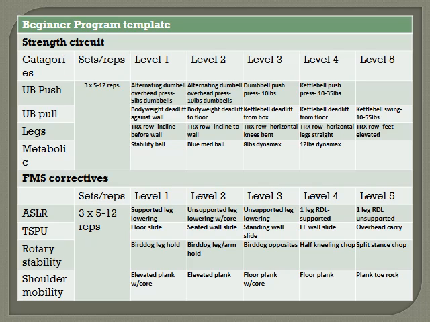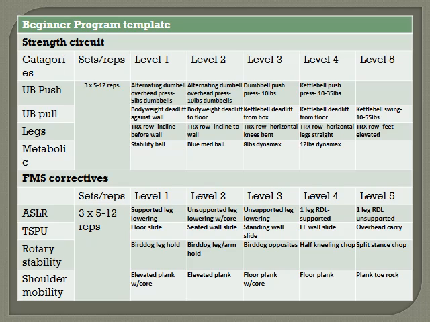We have our strength circuit, which is an upper body push, an upper body pull, legs, and then metabolic, followed by our FMS correctives. All right, and if you're not familiar with the FMS, it's called the functional movement screen, something that I'm certified in. And basically what it is, it's just looking at somebody's basic human movement and helping to use corrective exercise to bring up deficiencies in that movement. And so we use these base level exercises to kind of determine where the client's level is currently. And so, for example, with our upper body push, we start with an alternating dumbbell overhead press with 5 pounds.